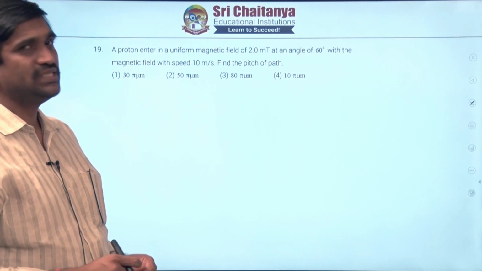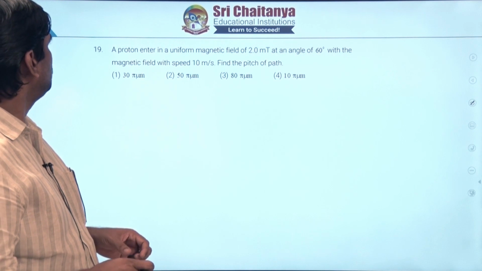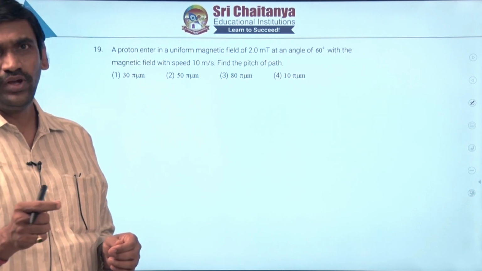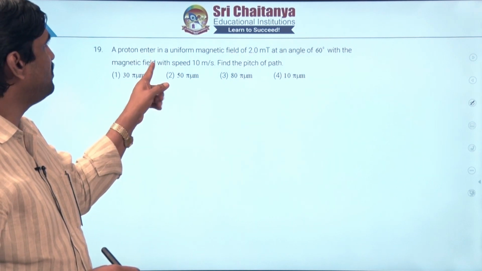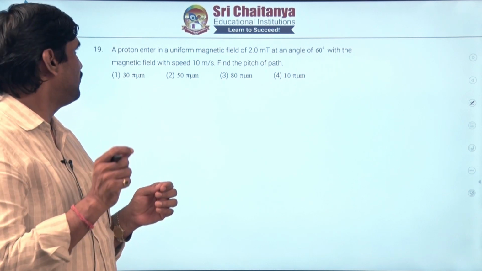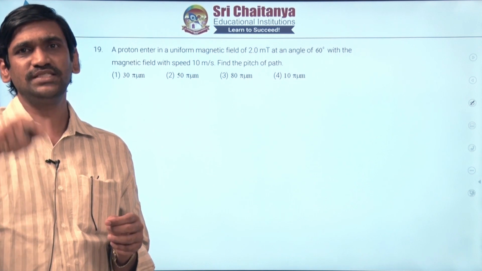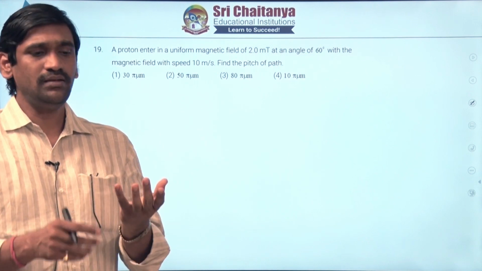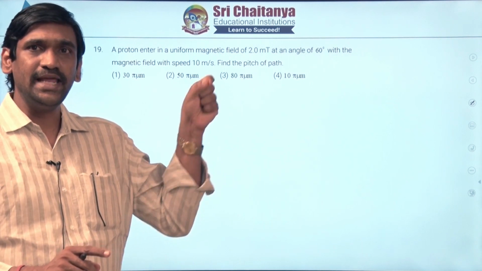This 19th question is based on electromagnetics. Here given a proton in an uniform magnetic field. A proton enters into an uniform magnetic field by making an angle 60 degrees with speed 10 meters per second. Find the pitch of the path. Here, if charged particle entered into the field perpendicularly, then it moves in a circular path. Whereas here, it entered into the magnetic field other than 0 degree, 90 degree, 180 degree. That is why it moves in a helical path.